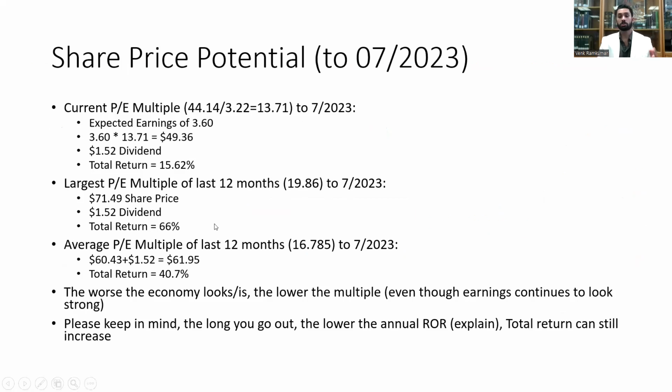Now, if Cisco reverts back to the valuation it was at 12 months ago, right? Or within the last 12 months, the highest valuation of the last 12 months, you are now going to have a $71.49 share price at July 2023. Adding on the $1.52 dividend, that's a total return of 66%. Now, I'm going to explain to you guys why sometimes the high returns are a bit deceptive, but please stay with me here, okay? Now, over the last 12 months, the average PE multiple, right?